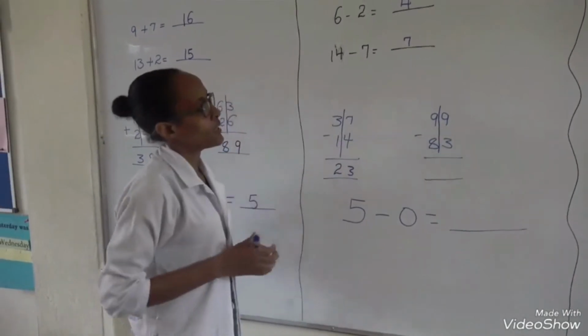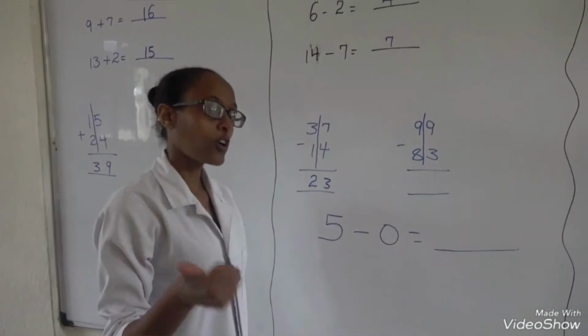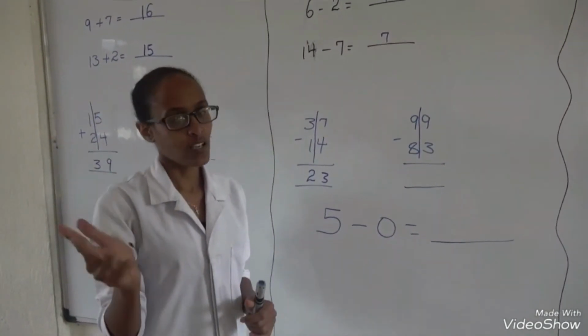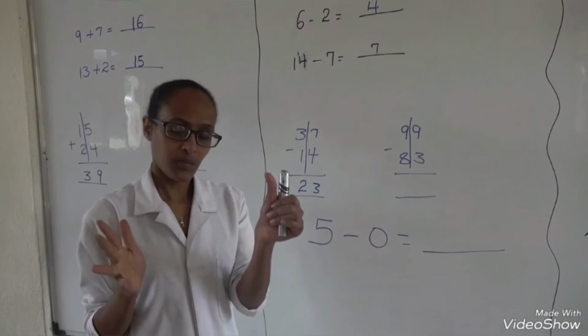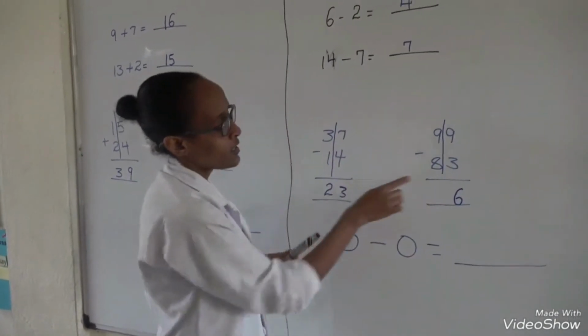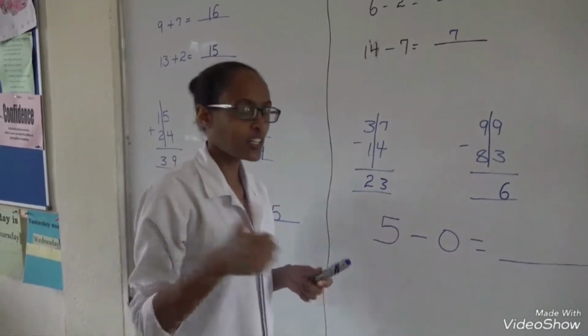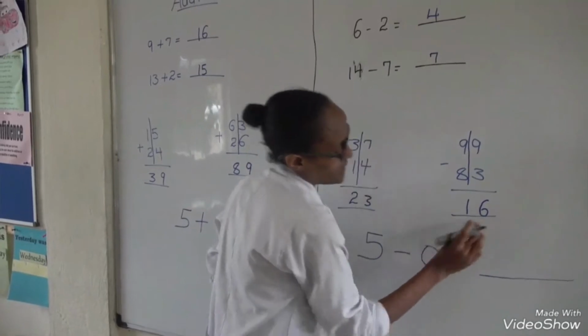23. Here let's count from 3 to 9. 3, 4, 5, 6, 7, 8, 9. The answer is 6. And here also we count from 8 to 9. 8, 9. The answer is 1.